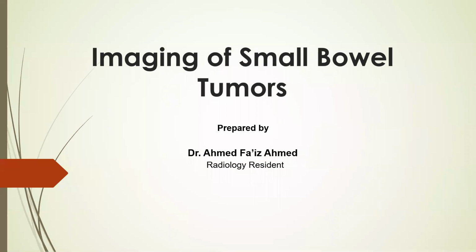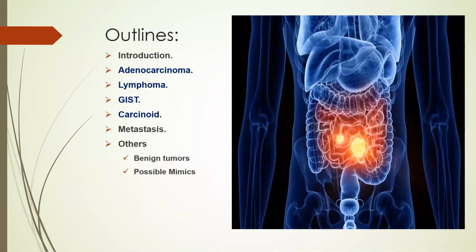Good morning, everybody. Our lecture for today is the imaging of small bowel tumors. This is the main outline of the lecture. First, the introduction, and then the malignant tumors, the most common types of primary, and then the metastasis, and then some short notes about the benign tumors and some possible mimics.